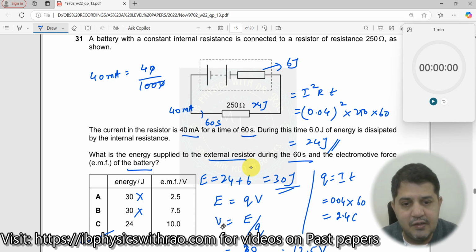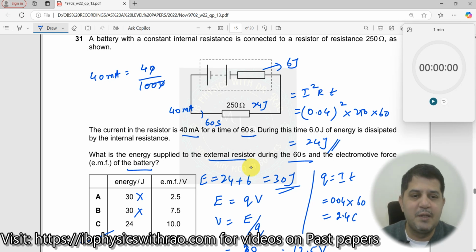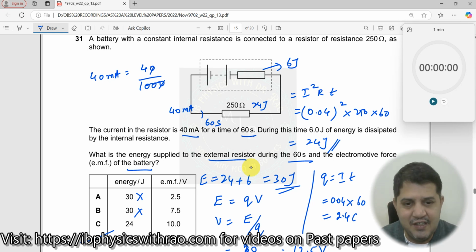It will confuse you. Some students might cancel these two and say 1 should be equal to 1 by Q. So I took this as V. In fact, this V is nothing but your EMF, and not the terminal potential difference. Remember, there is a difference between terminal potential difference and EMF.